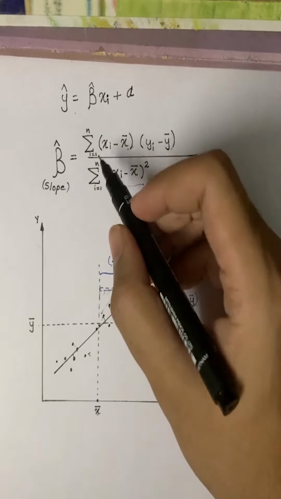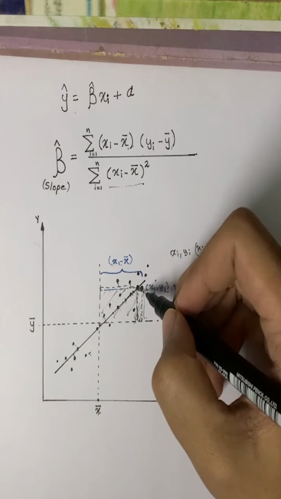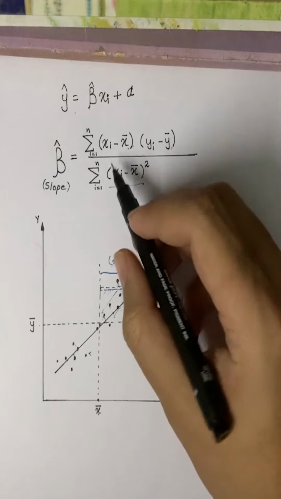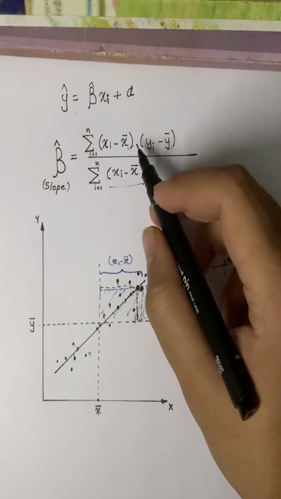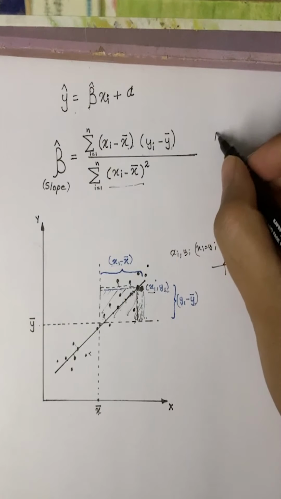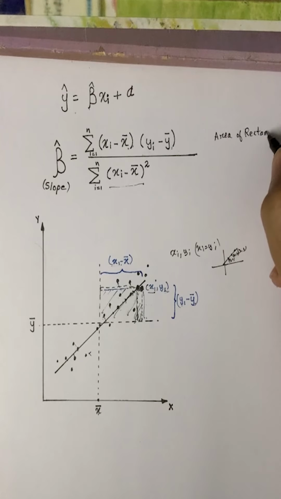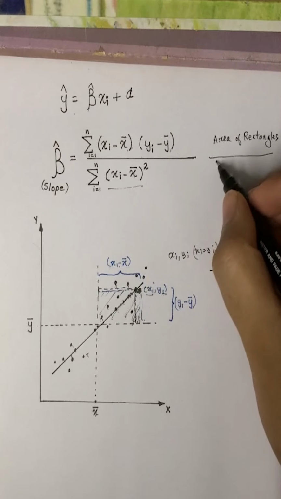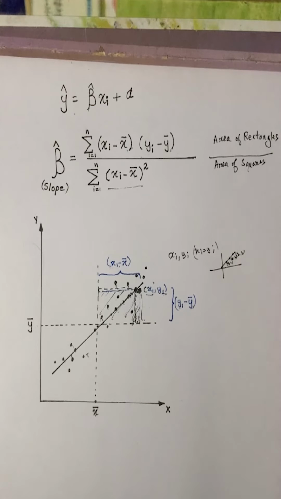Now coming to the summation part. So what is this summation? Since there is not only one data point, there are thousands of data points here, the summation is the sum over all the squares and rectangles from all the data points that we have created. So basically this is the area of the rectangles divided by the area of the squares. So this almost looks like a ratio of the area of the rectangles to the area of the squares.